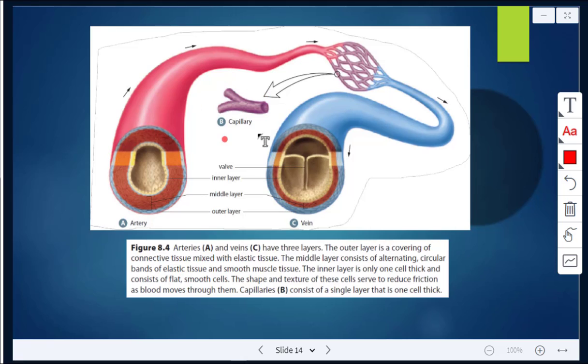And then here is a capillary. It consists of a single layer that's only one cell thick. The other thing to note here is that veins have valves, which is shown in this diagram. Arteries do not contain valves.